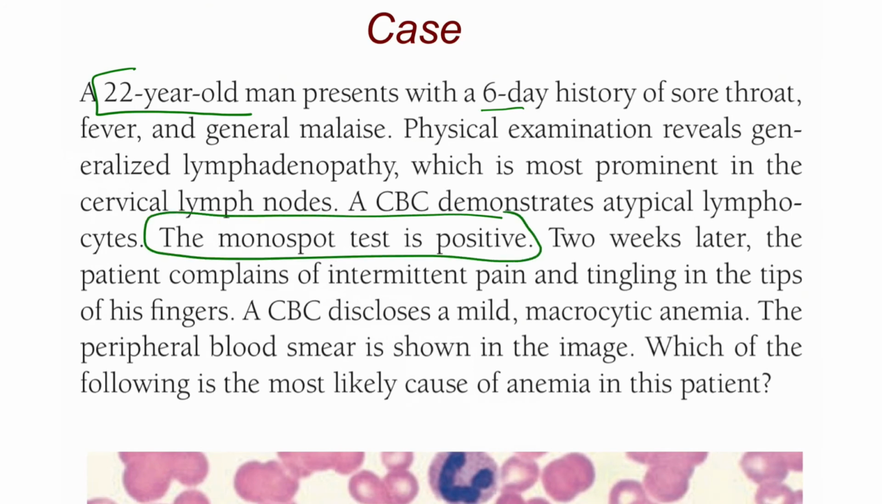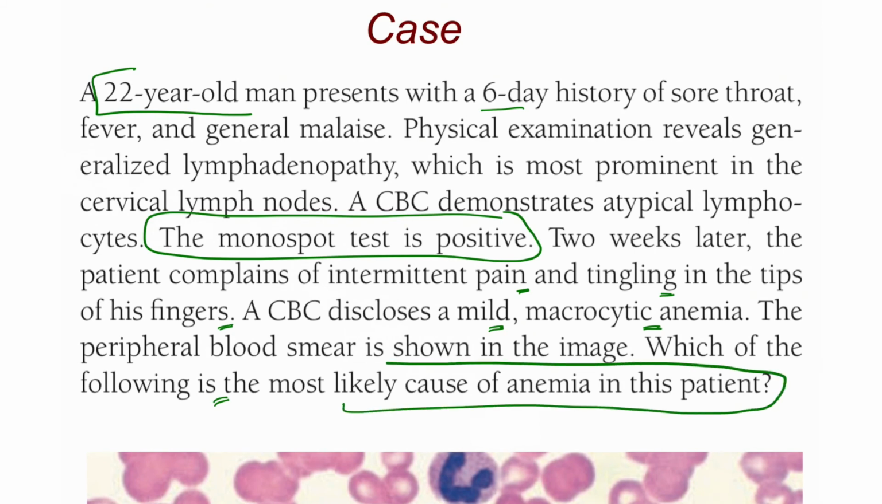Two weeks later, the patient complains of intermittent pain and tingling in the tips of his fingers. A complete blood count discloses a mild macrocytic anemia. The peripheral blood smear is shown in the image. Which of the following is the most likely cause of anemia in this patient? To know the likely cause of anemia in this patient, we must make the diagnosis and identify the type of anemia.